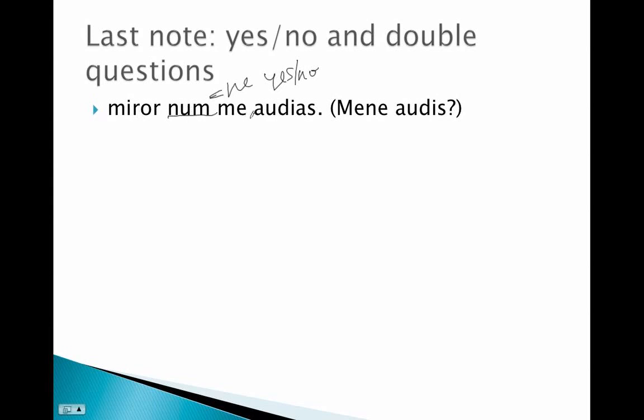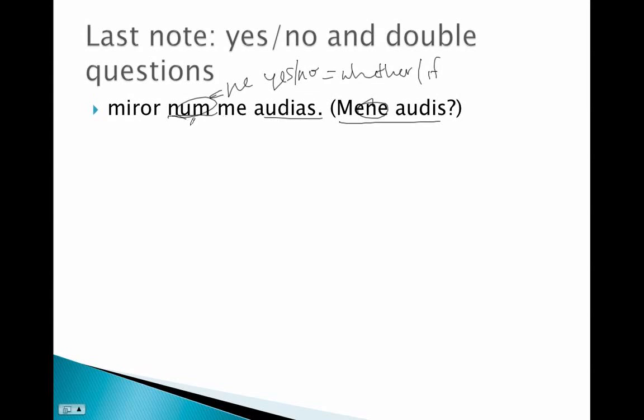So, miror num me audias. I wonder if you are listening to me, whether you are listening to me. So here we can use whether or even if. I wonder if you're listening to me. I wonder whether you're listening to me. The original question was me ne audis, but here we have our subjunctive, and we're just going to use num instead of this ne. You can, of course, use the ne. You could say miror me ne audias, but you don't have to.